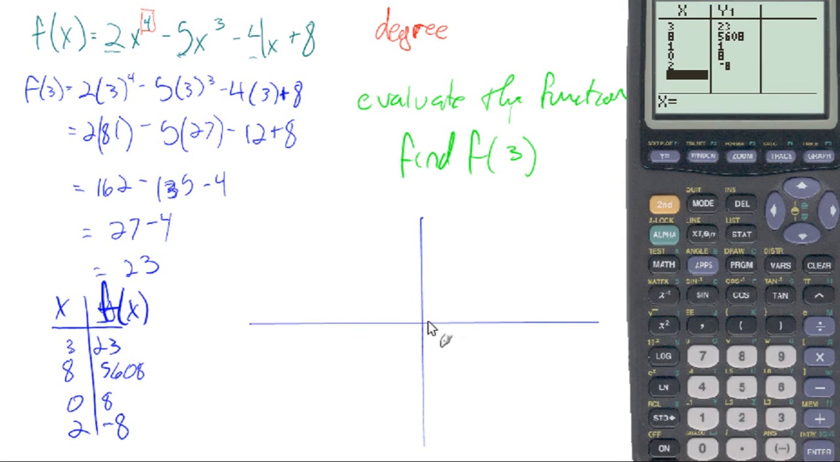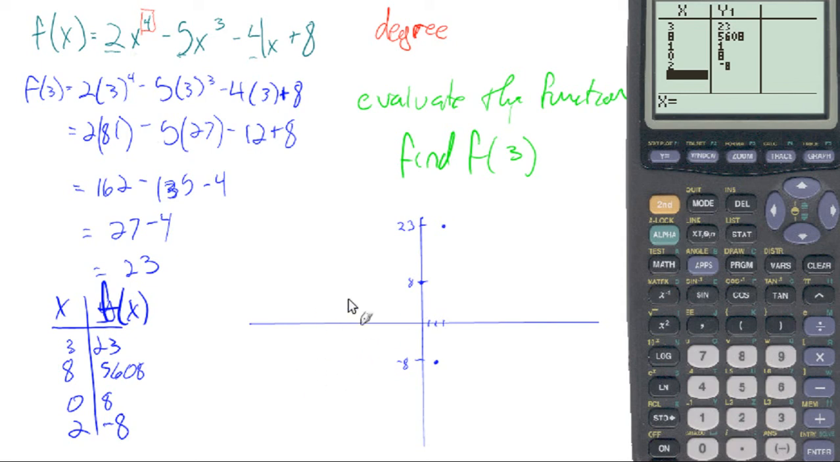So if we go to 3, we need to go up to 23 and put a dot. X is 3 and y is 23, and we put a dot there. And if we go to 8, we go to 5,608. We're not even going to bother to graph that point. That's way out there. But at 0, we could go to 8. So that's right around there. Let's see, that's 8. 2, if we go to x is 2, then y is negative 8. So that'll be somewhere right there. Call that negative 8. So put a point there.